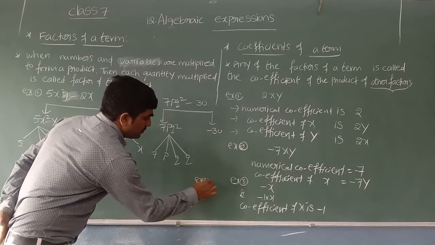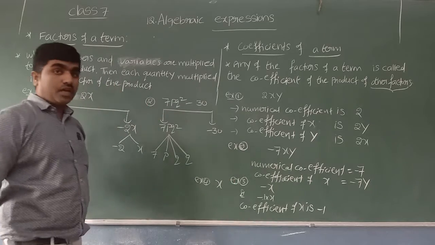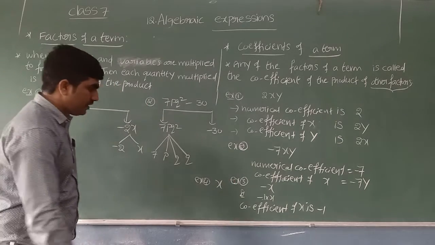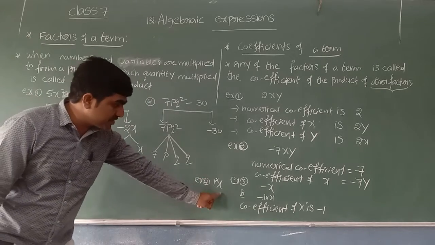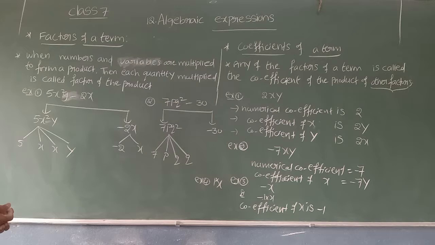Example 4 you can see here now. Suppose if I give only x. Now what is the coefficient of x? If there is no coefficient shown, you can write 1 into x, which is 1x. The coefficient of x is 1. Hope it is clear to everyone.